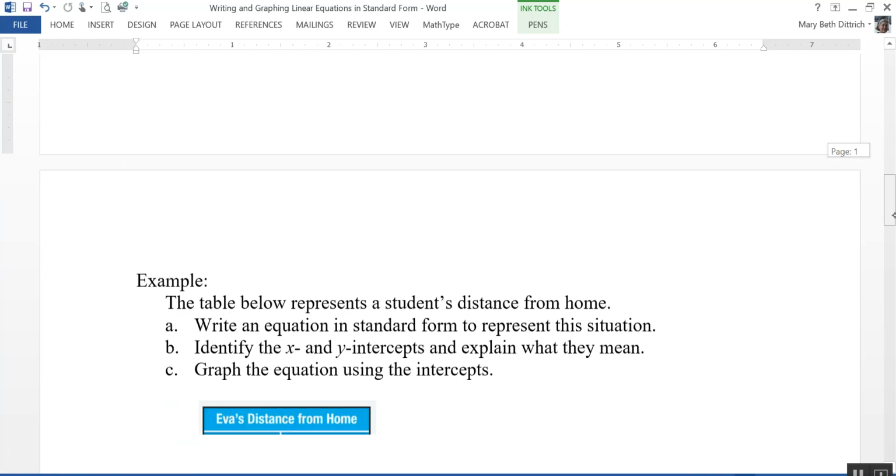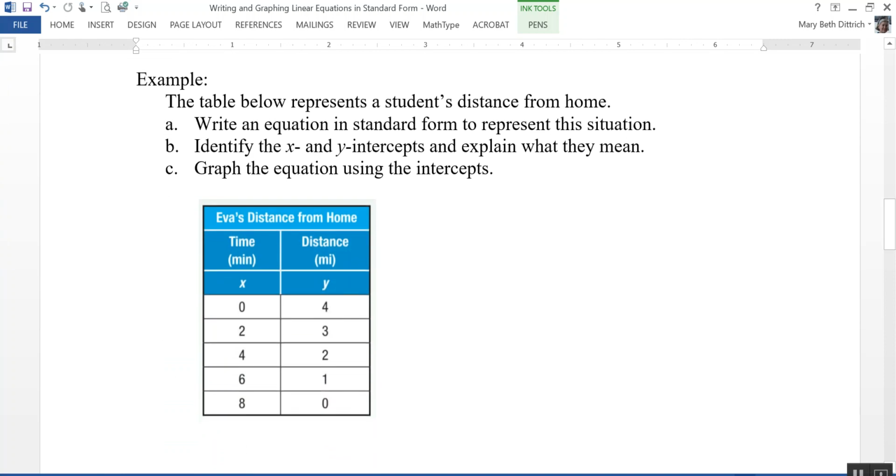Let's take a look at another example here. This table below represents a student's distance from home. We need to do 3 things. Write an equation in standard form that represents this situation, identify the x and y intercepts and explain what they mean, and then graph the equation using the intercepts. So let's first write the equation in standard form. It's hard to just take these numbers, you can't just plug them into standard form.